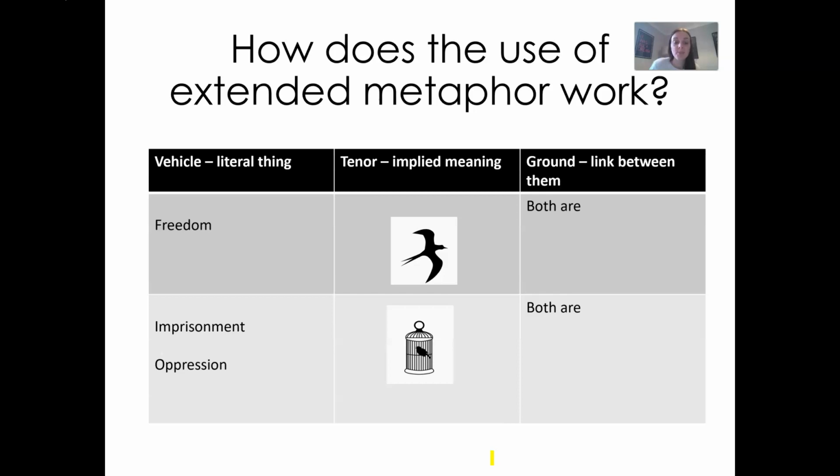Now let's do the same for the second. So, if the idea being conveyed is imprisonment and oppression, and this is shown through a comparison to the caged bird, what is the ground? What is the link between them? Both are what? Pause the video and fill in that column.